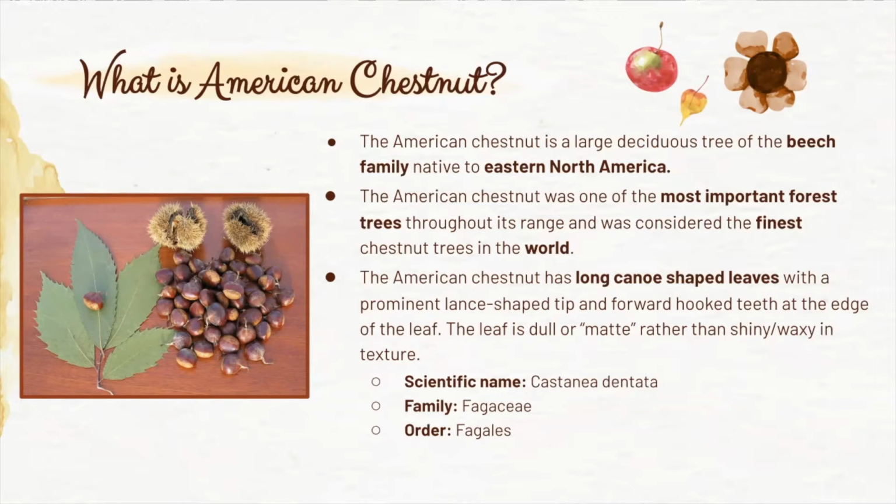The American chestnut has long canoe-shaped leaves with a prominent lance-shaped tip and forward hooked teeth at the edge of the leaf. The leaf is dull or matte rather than shiny or waxy in texture. Its scientific name is Castanea dentata.